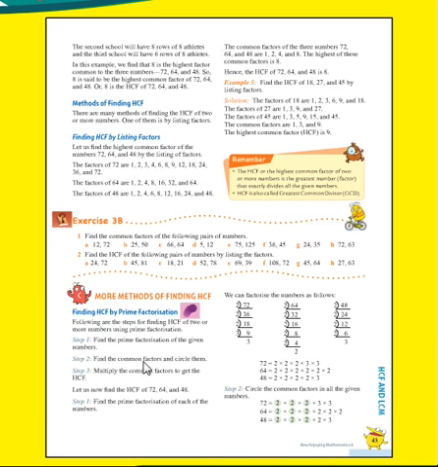Now say this. Following are the steps for finding HCF of two or more numbers using prime factorization. Here we have some steps. Okay, what are the steps? Let's see. The first step is find the prime factorization of given numbers. Then the second step is find the common factors and circle them. Then the third step is multiply the common factors to get the HCF. These are the steps which we have to follow.